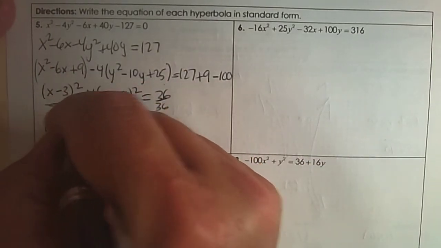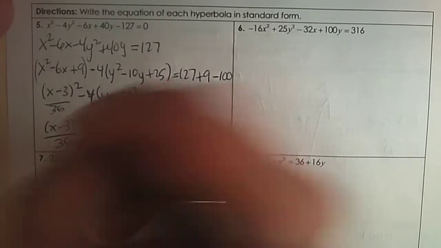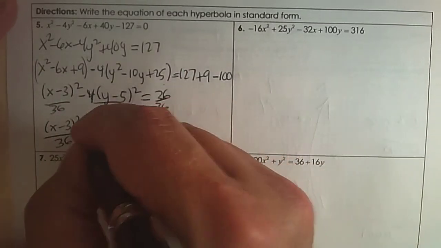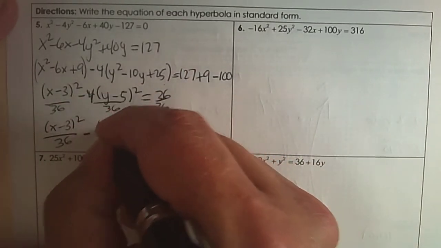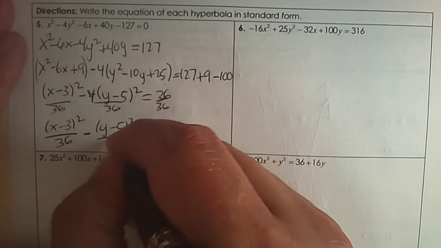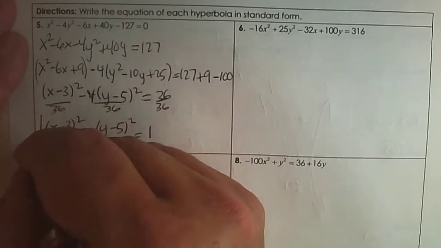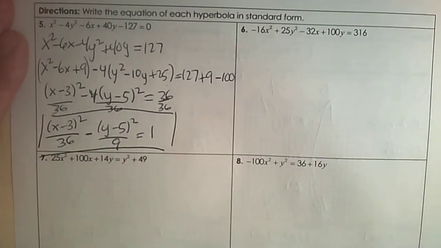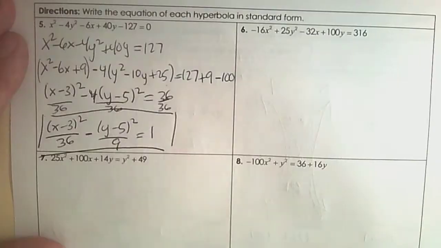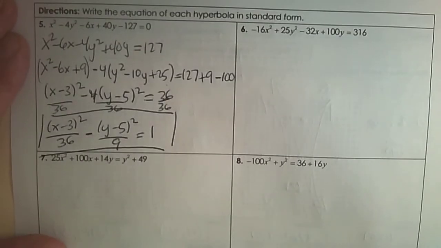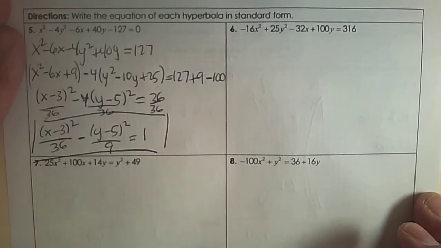So the end answer is x subtract 3 squared divided by 36. 4 goes into 36 9 times, and that's equal to 1. Are you ready to try this on your own? Then press play. All right, let's do one more together, then try it on your own.